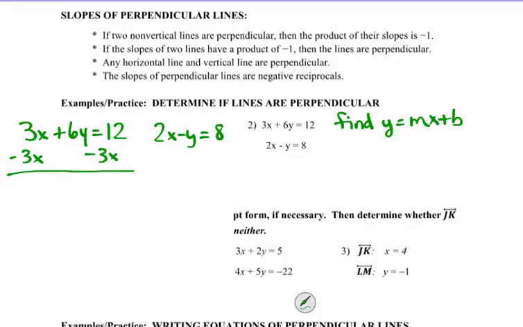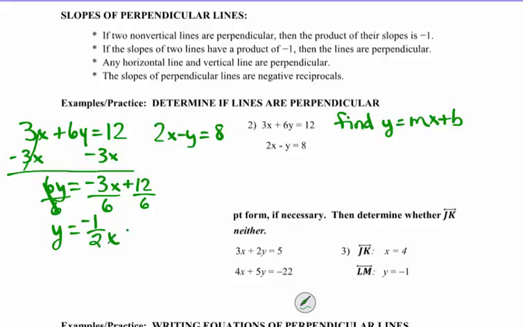So I have 3x plus 6y equals 12. I'm going to subtract 3x from both sides. Subtracting 3x gives me 6y equals -3x plus 12. Divide every single term by 6, and I find that y equals -1/2 x plus 2. I'm looking for the slope, which is -1/2. That's what I'm trying to find.